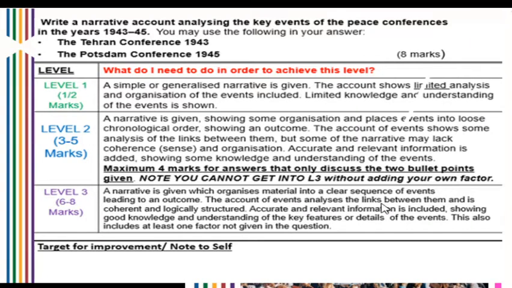The account of events analyses the links between them. So that gives us a clue that we need to be linking the events together. So how are these linked in a little chain? Think about it like a little chain of events. And is coherent and logically structured. When it says coherent and logically structured, it means that it's got to be in chronological order. So I've seen some teachers calling this question the chrono-link question because it's got to be chronological and you've got to be linking them together. That's quite a good way to describe this question, really. So if you want to start calling it the chrono-link question rather than the narrative account, that's fine because it might get you to think about what you need to do to nail this question.